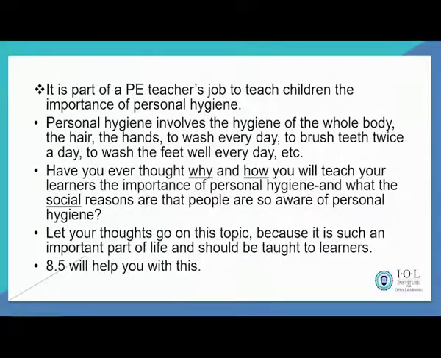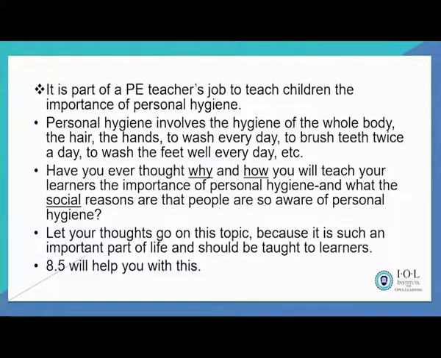It is part of a PE teacher's job to teach children the importance of personal hygiene. Personal hygiene involves the hygiene of the whole body, the hair, the hands, to wash every day, to brush teeth twice a day, to wash the feet very well every day.